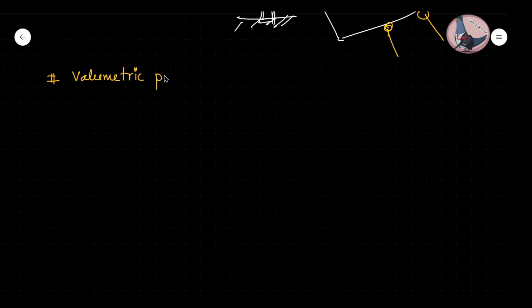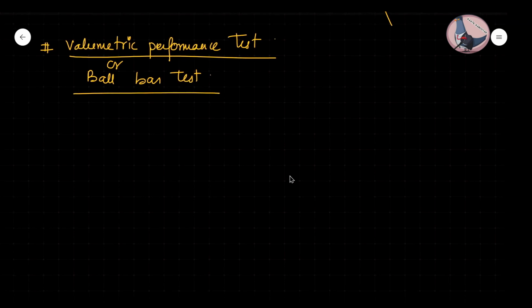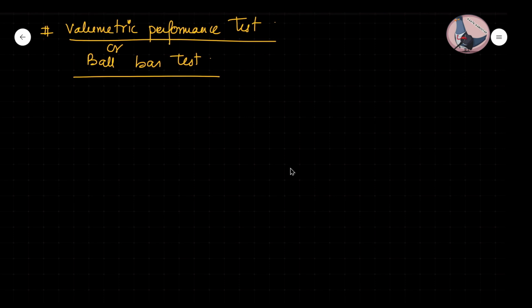Volumetric performance test. This is also called the ball bar test. In this, it determines the machine's ability to allow consistent measurements of an uncalibrated length in various specified positions within the working zone. And it gives the accuracy in length and working tolerance.